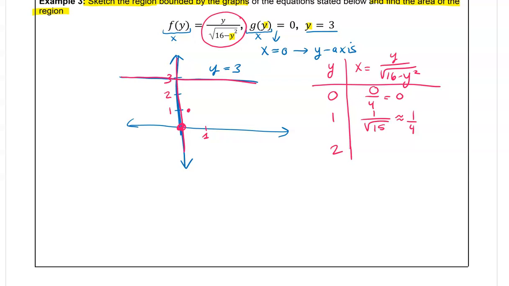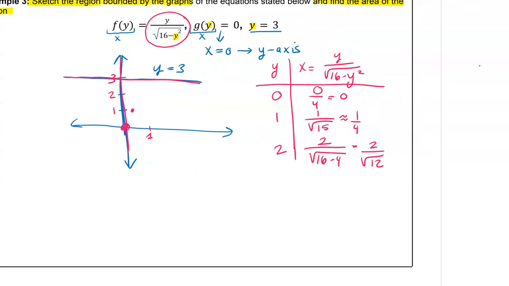If I plug in the y value of 2, I get 2 divided by the square root of 16 minus 4, which equals 2 divided by the square root of 12. Let's see, that would be 2 divided by 2 rad 3. So it's like 1 over rad 3, which actually would be a little bit greater than 1/2, because that's almost 4, but not quite. So this would actually be greater in value, a little bit than 1/2. So we'll just say approximately 1/2.